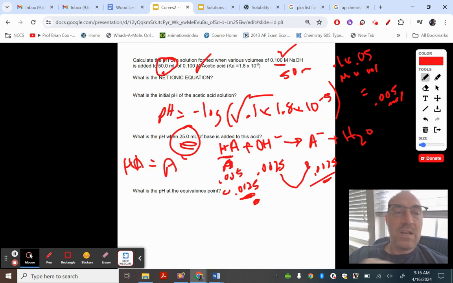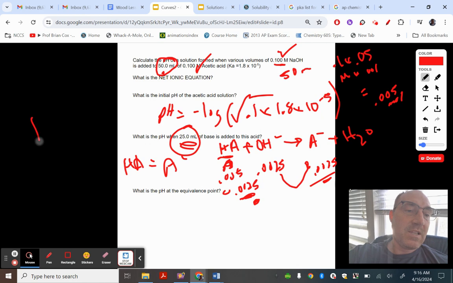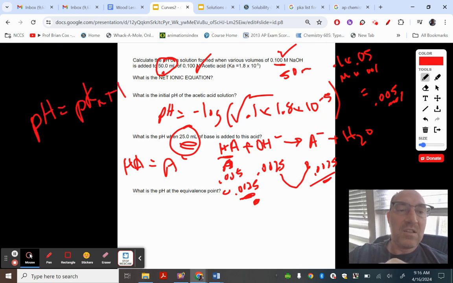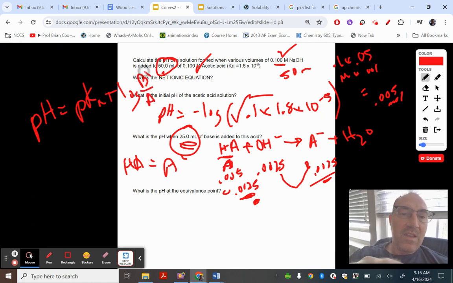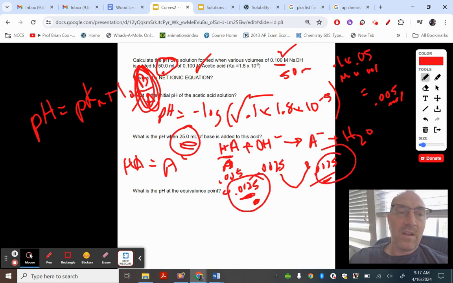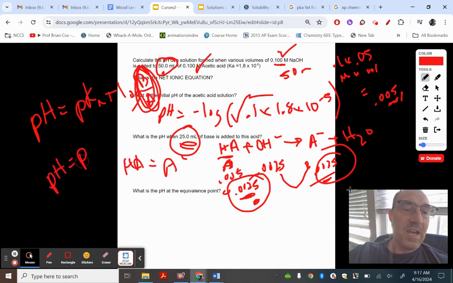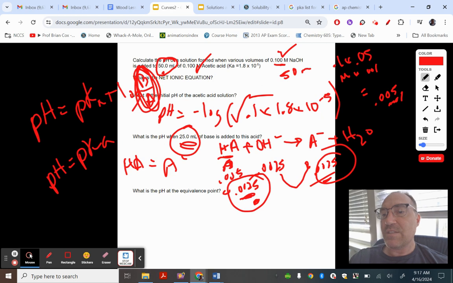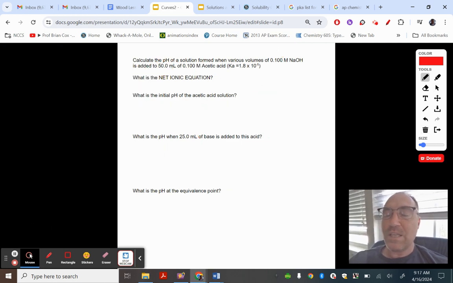This is super important. The reason why this is important: if I plug this into pH equals pKa plus the log of base over acid, when base and acid are equal to each other, you would have the log of 1, which is just 0. So at this point, the pH equals the pKa. That is always the case on our curve: the pH always equals the pKa right here.